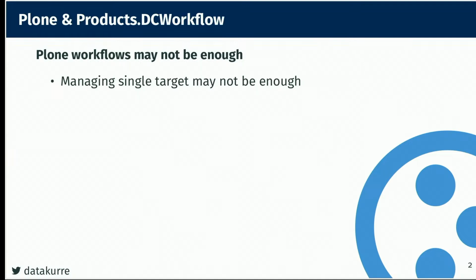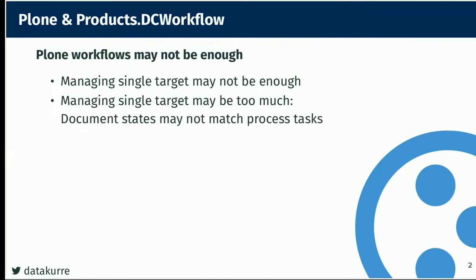Plone workflows are designed to manage state of only a single CMS target at a time. Yet, real-life business workflows often touch multiple targets, require some concurrency, so multiple events happen at the same time, and those can even span across multiple systems. When this is the case, using a single CMS item state to represent the related business process activities may become artificial at best and misleading at worst.